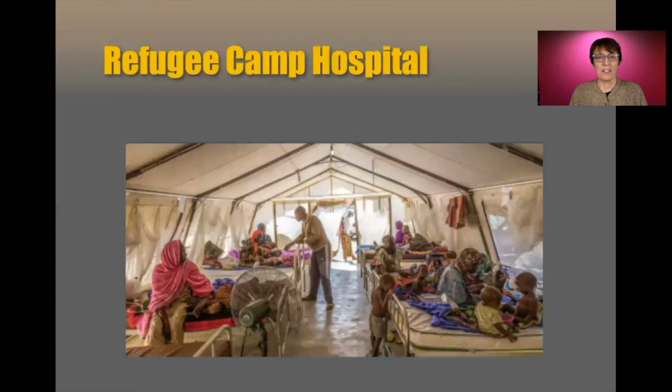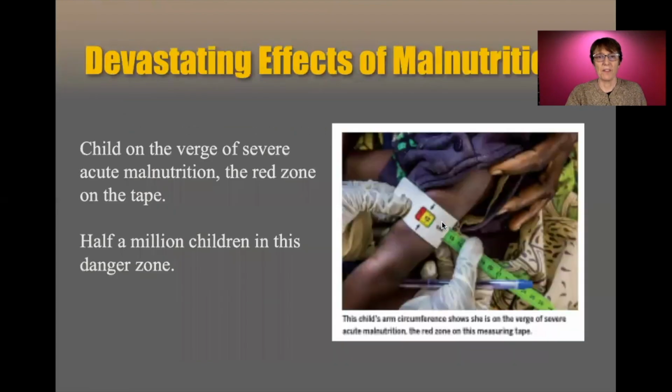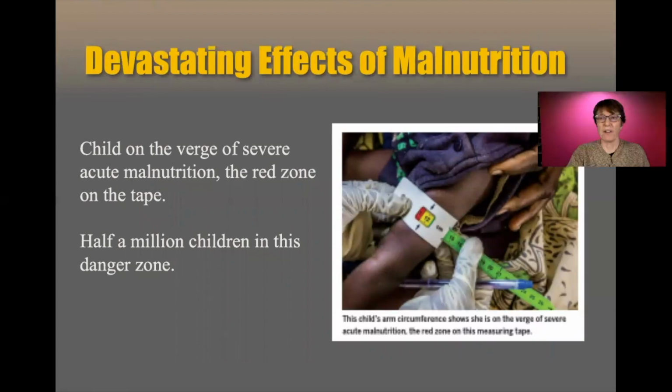And here's a makeshift hospital that they've created for some of the sick people at the camp. And this puts a little into perspective what we're talking about here. A child on the verge of severe acute malnutrition, the red zone. So you see here the tape. Okay, so here's the red zone. So this child's arm is so tiny that they're in danger of being in extreme or severe acute malnutrition. Okay, and 500,000 children are in this danger zone.